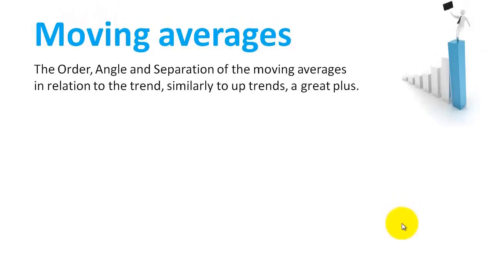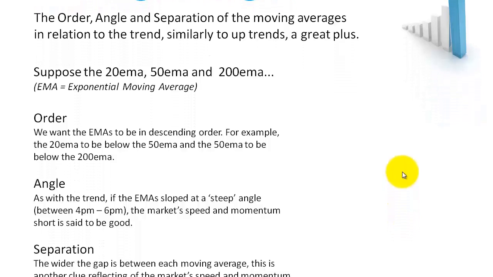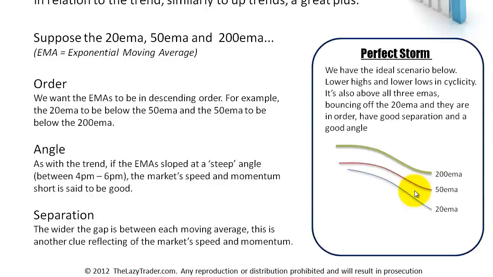So order, angle and separation, just like with the upward trend, is a great plus, a fantastic plus. If we consider the moving averages which we use, the 20 exponential moving average, the 50 EMA, and the 200 moving average, order, angle and separation, we're going to drill this into you. It's really important in order to trade with the trend successfully. We want our EMAs to be in descending order.